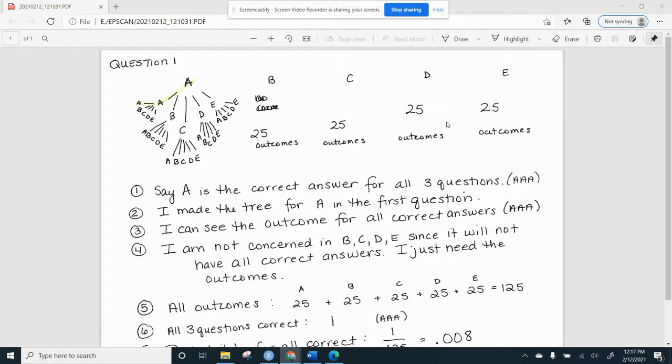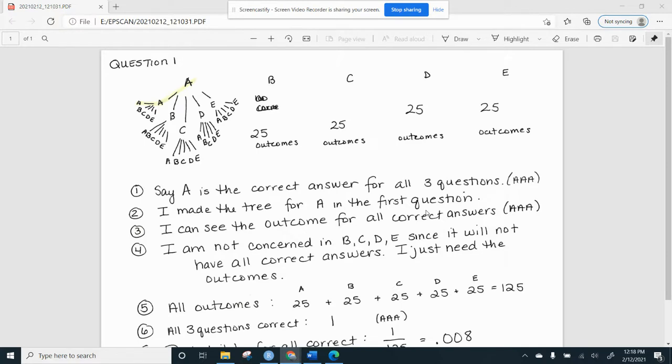I just said A was the correct answer. So then I see here, A. There's the one time that I get them all correct, because B isn't correct, that's not correct, and that's not correct. This is the one time I could get it all correct. AAA, and I've got that down here. I'm not concerned about B, C, D, or E because they don't have the correct answers.